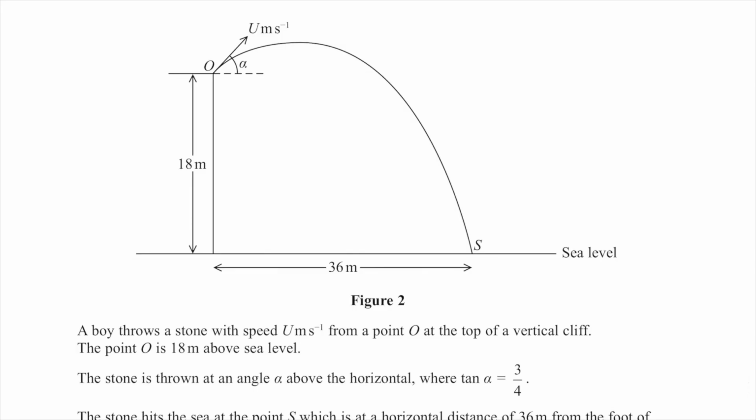So in this question, we're told that a boy throws a stone with speed u meters per second from a point O at the top of a vertical cliff. We can see on the diagram our point O is here, and we see that it is 18 meters above sea level. We're told that the stone is thrown at an angle alpha above the horizontal, where tan alpha is equal to 3 over 4. So we see that alpha is this angle in here.